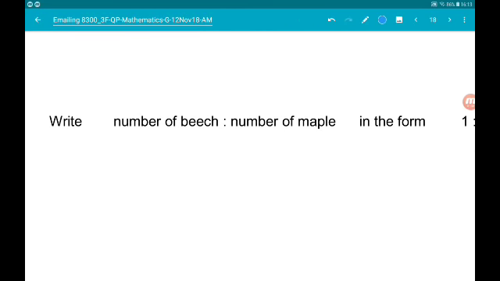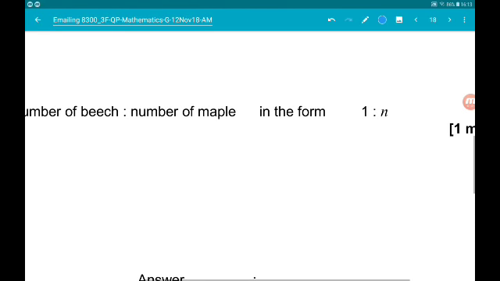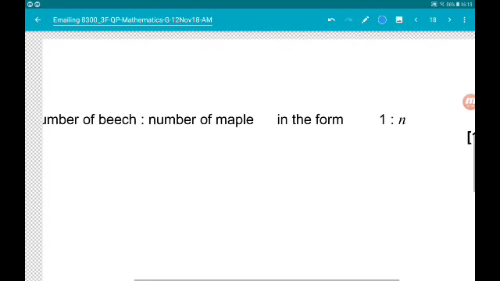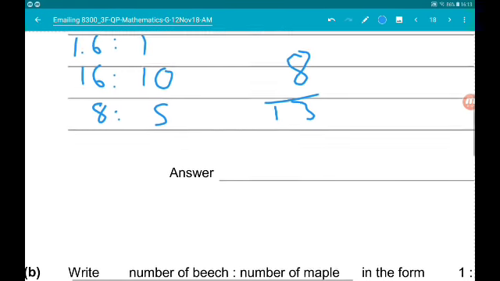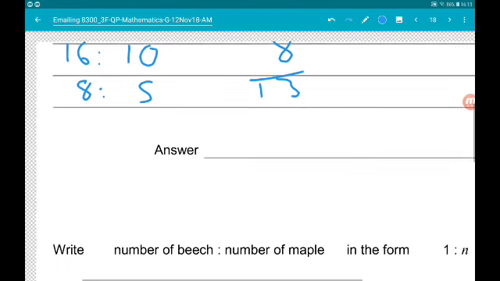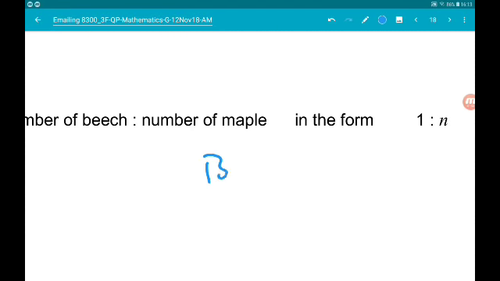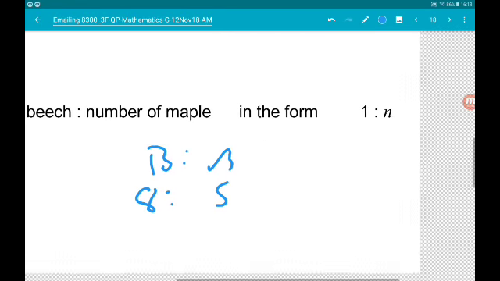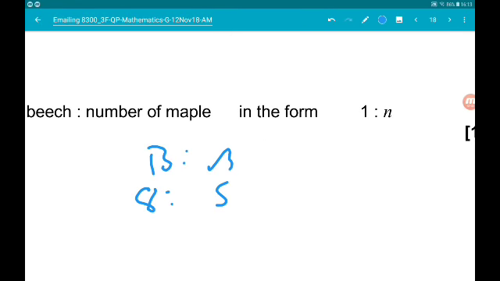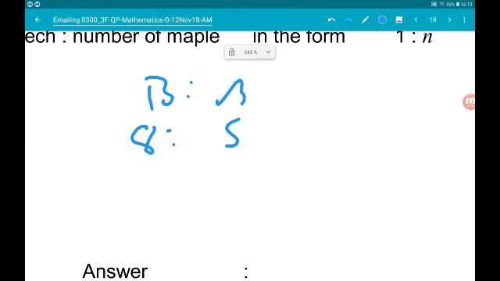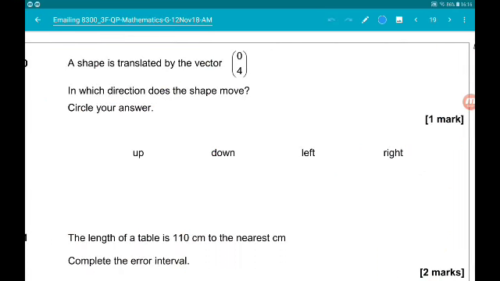Write the number of beech to the number of maple in the form 1 to n. Okay, so we've just said that beech to maple is 8 to 5. All that 1 to n means is we want the left-hand number to be 1. So we divide through by 8. So we get 1 to 5 over 8. Cool. Okay, question 20. A shape is translated by the vector 0, 4.